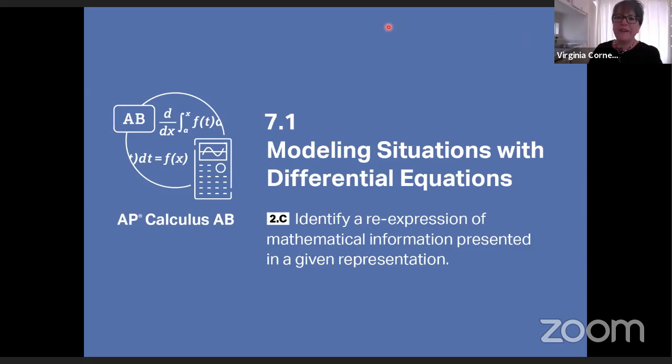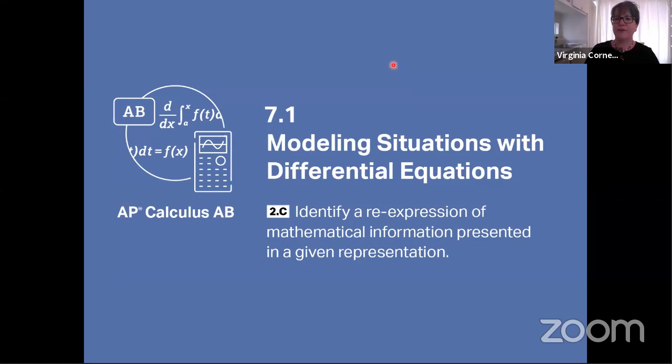All right. Hey, everybody. Welcome to our very first lesson for AB Calculus. And this lesson is 7.1, Modeling Situations with Differential Equations.